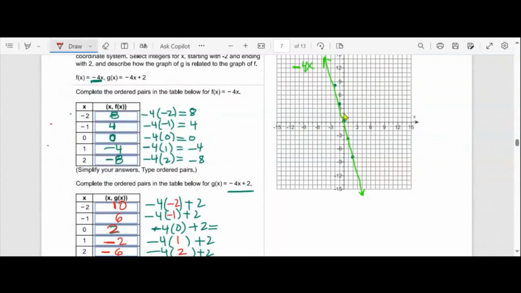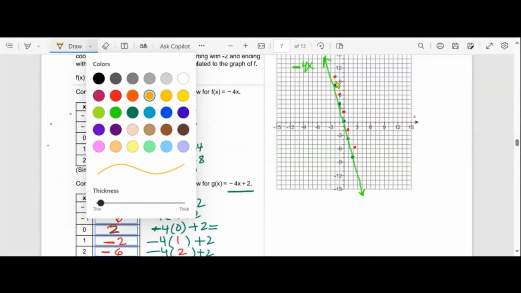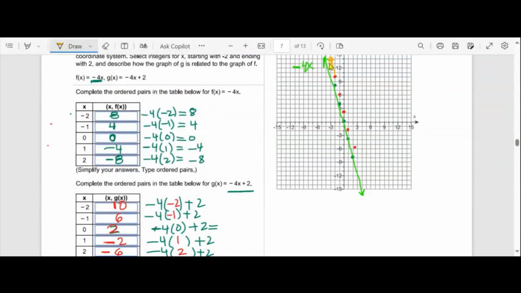0 and 2. Where is 0 and 2? Here. Negative 1 and 6. Negative 2 and 10. 1 and negative 2. 2 and negative 6. So we have another line, okay? This is the other line. So the two lines are what? Parallel.